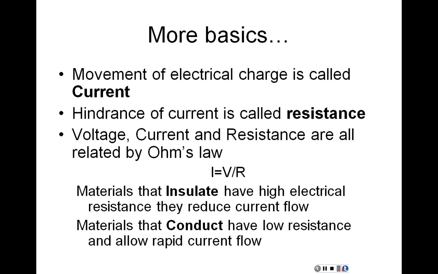So current is voltage over resistance, and this comes in handy when we talk about materials that insulate or conduct. Materials that insulate have a high electrical resistance and a low current flow. Materials that conduct have a low resistance and allow for rapid current flow. So insulating materials have a very high resistance. Conducting materials have a very low resistance.